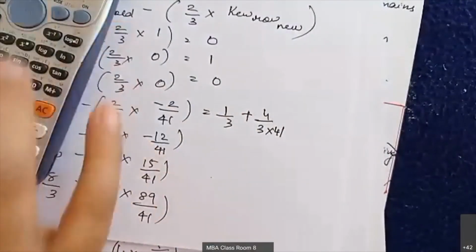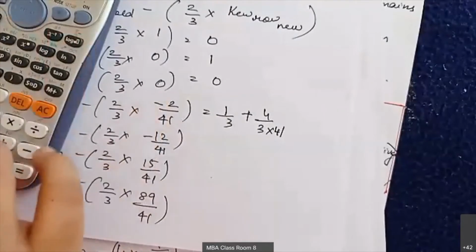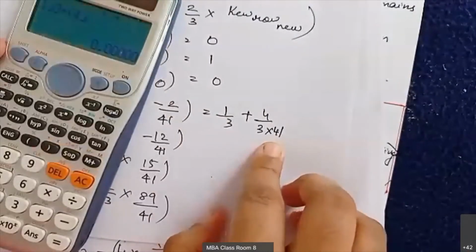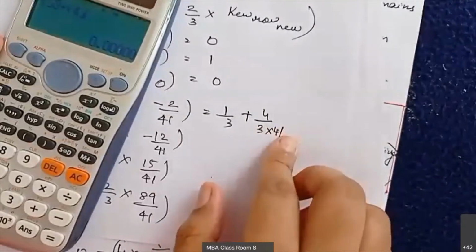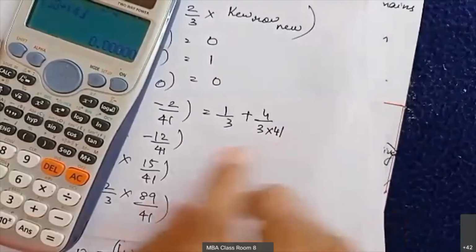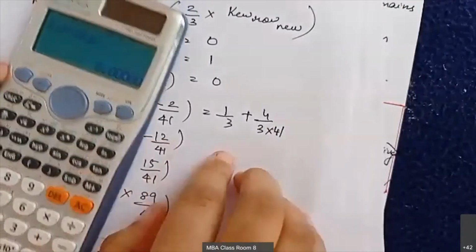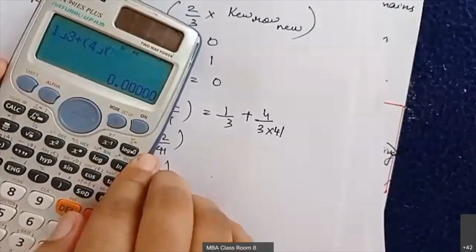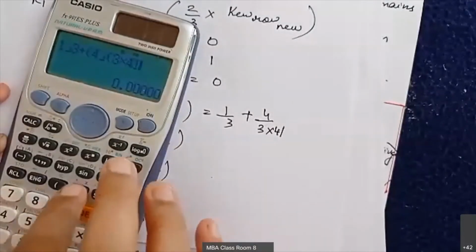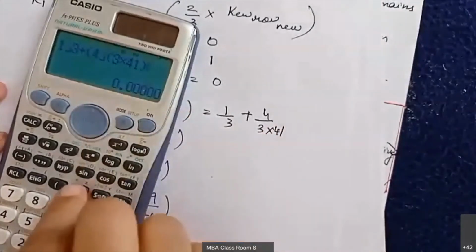1 divided by 3 plus, I'm putting a bracket, 4 divided by, see it is 3 into 41 now. Either you do together or put a bracket and do for that. You will calculate 3 into 41 and then substitute. 3 into 41, I'm putting over here, divided by bracket. Can you see the calculator? 3 into 41. Wherever you can put a bracket, it is always safe to put brackets. And then I'm going to close it.